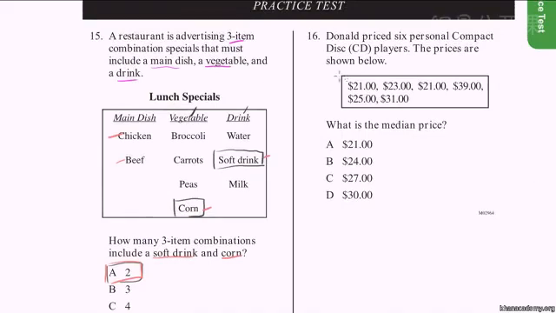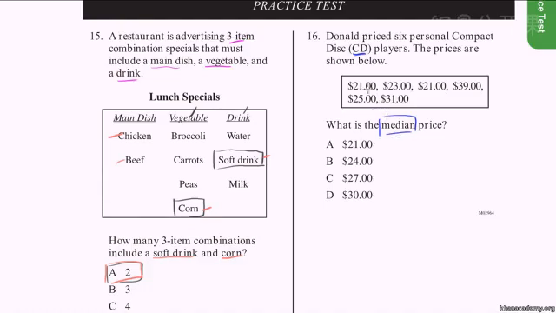Problem 16. Donald priced 6 personal compact disc players, and they wrote the CD right there. The prices are shown below. Okay, so these are 6 CD players. What is the median price? So the trick of this problem is just knowing what median means. Median literally means the middle price. So if I were to put all of these numbers in order, which I'm going to do right now, the median is going to be the middle number.